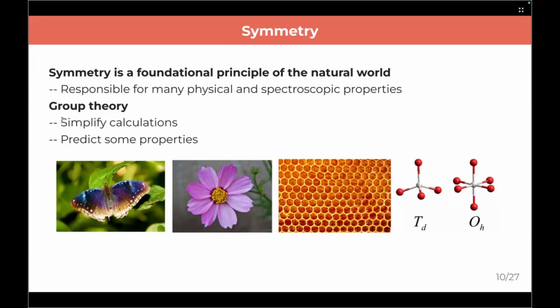In principle, group theory tells us about the symmetry. So if you can properly use the symmetry information, it will simplify our calculations. On the other hand, it can also predict some properties. Maybe I can give a very simple example of how it can predict some properties.